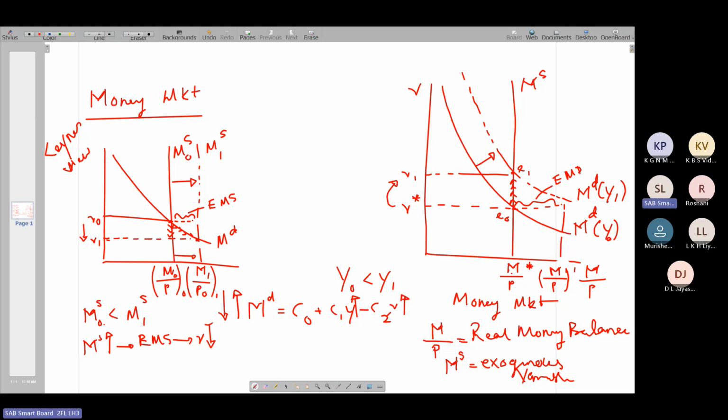Now, you can explain this based on what is happening behind it. How do you explain it? When the central bank increases the money stock, the interest rate decreases, right?